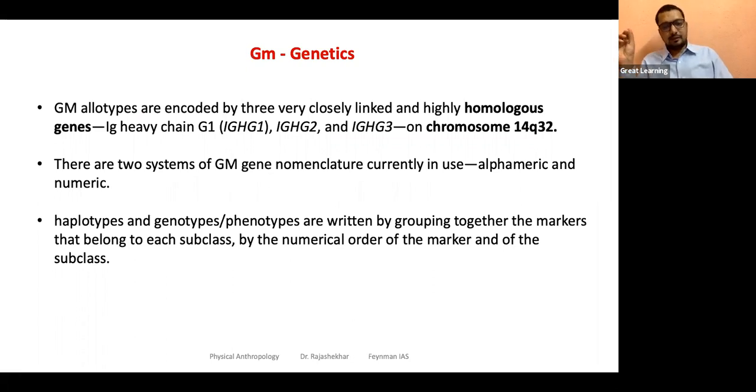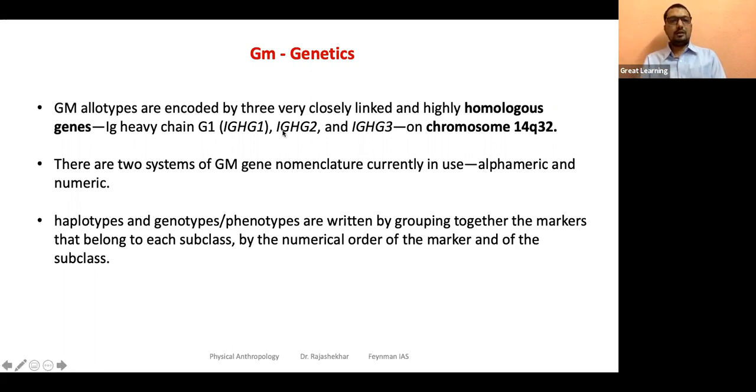So genetics wise, let's look into the polymorphism part of it and the genetic basis for this IgG. How many genes are there? How polymorphic is it? The GM allotypes, the similar types of IgG, are encoded by three genes found on chromosome 14. So GM allotypes are encoded by three genes found on the same chromosome.